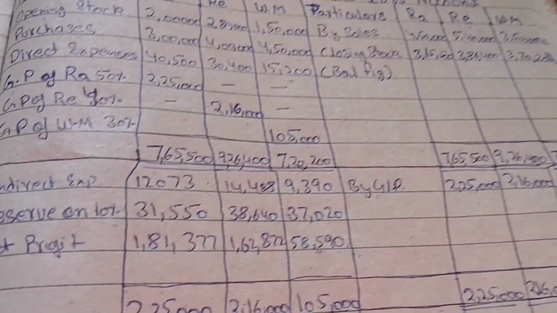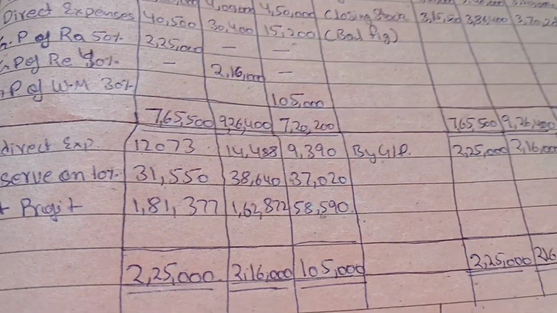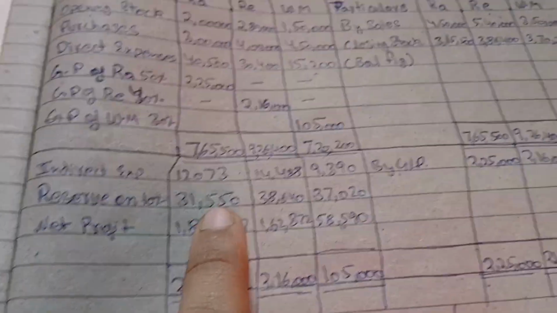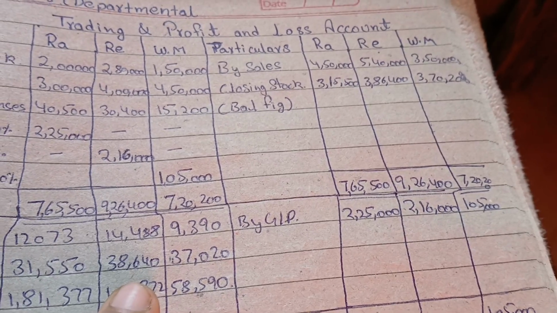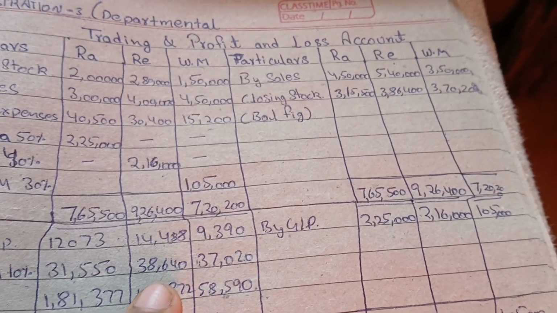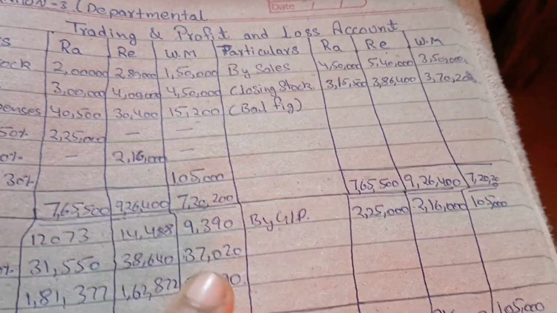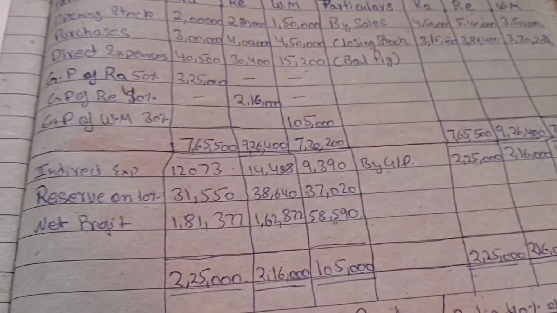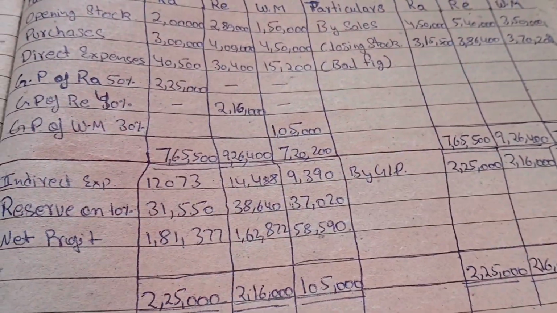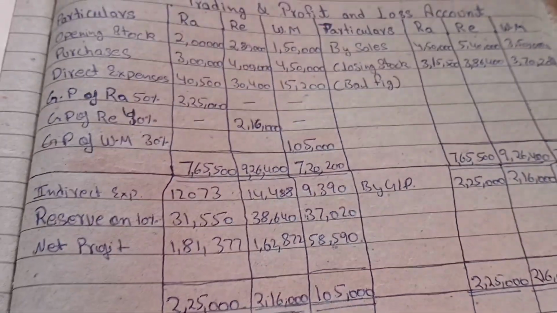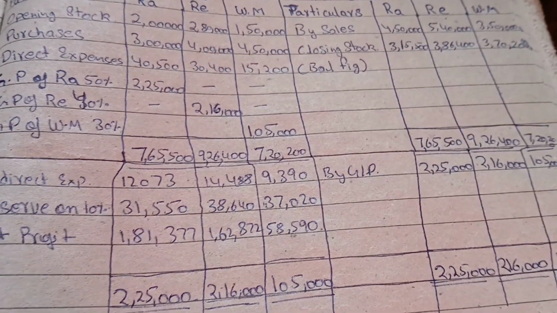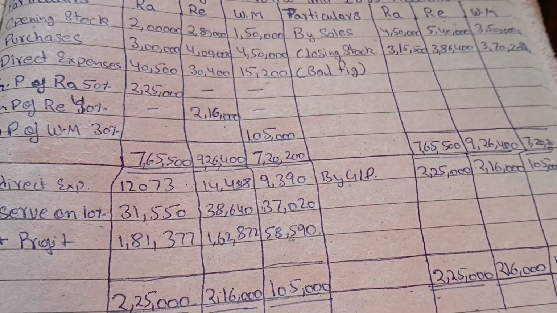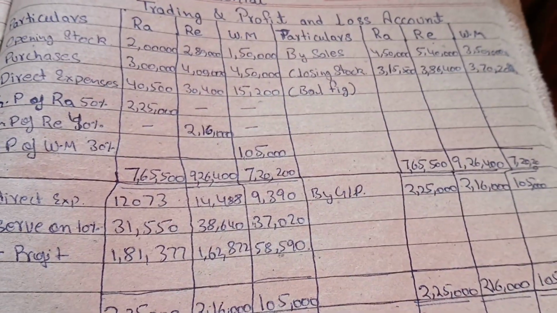We find the 10% of it, which is 31,550. The same I follow for the second one, which is 3,86,400, where the 10% is 38,640. Another was also given like this. After that we find our net profit, which is 1,81,377 for the radio, 1,62,872 for the refrigerator, and 58,590 for the washing machine.